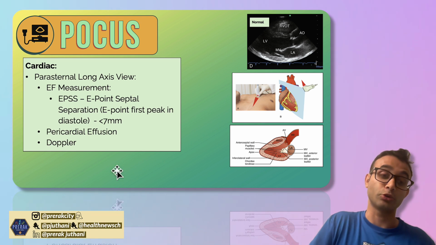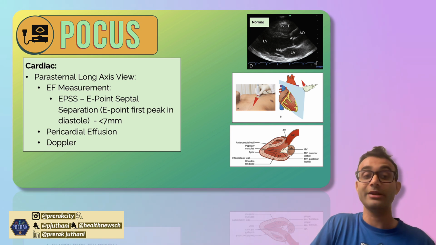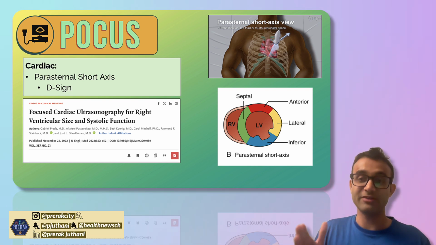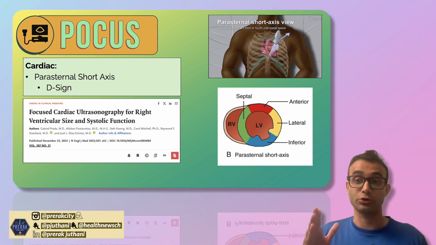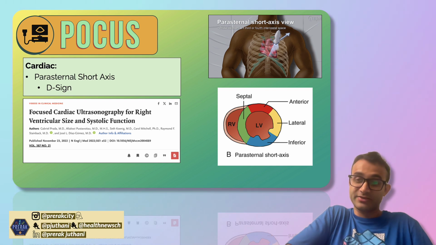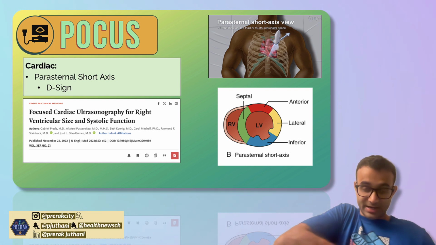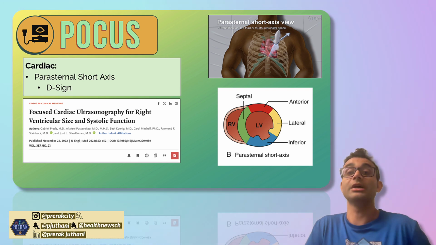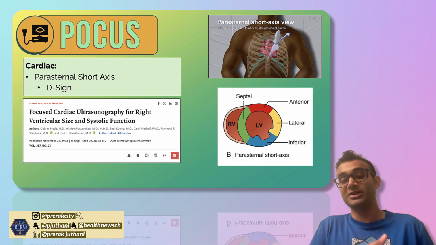Now, the parasternal short axis view. This is actually a very easy view to get if you have the parasternal long axis view. And the reason for this is by getting to the parasternal short axis view, all you have to do is have the original parasternal long axis view and rotate your probe 90 degrees to now start facing the left shoulder of the patient. So you go from facing the right shoulder to the left shoulder.